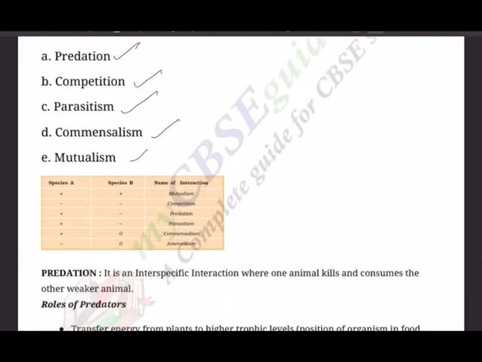Now, if we represent it in a mathematical way, we can put it this way: species A and species B, and the name of the interaction.